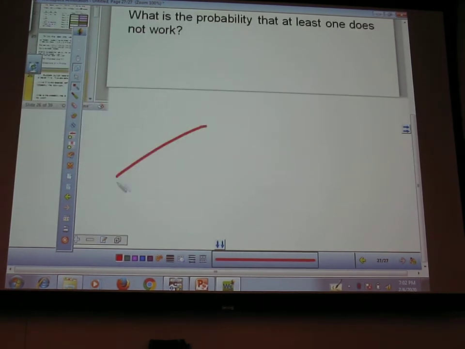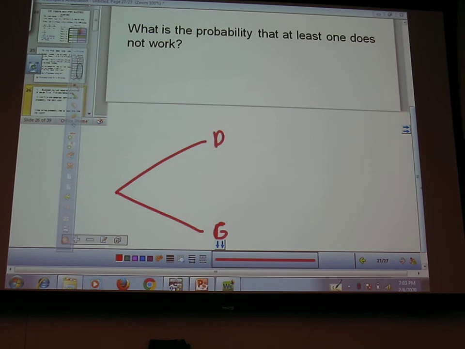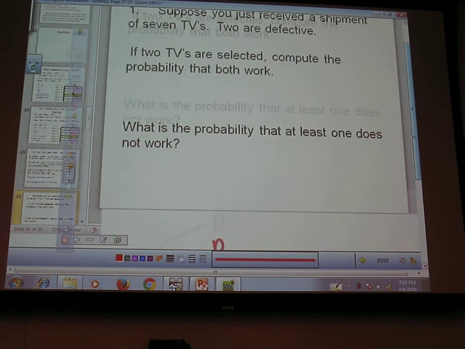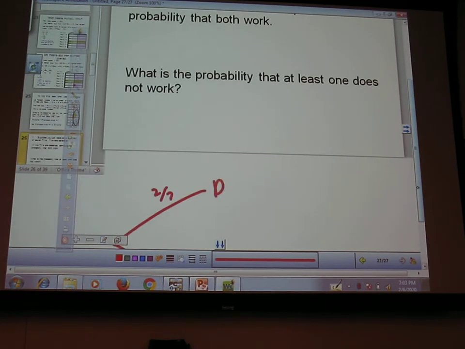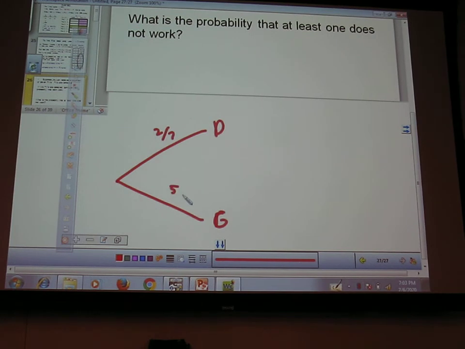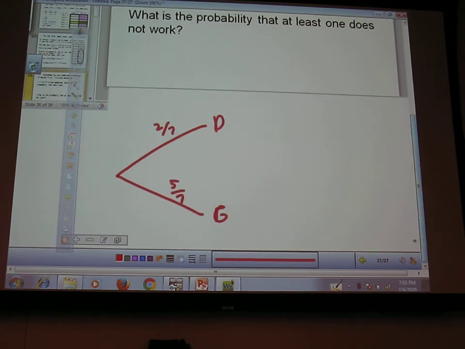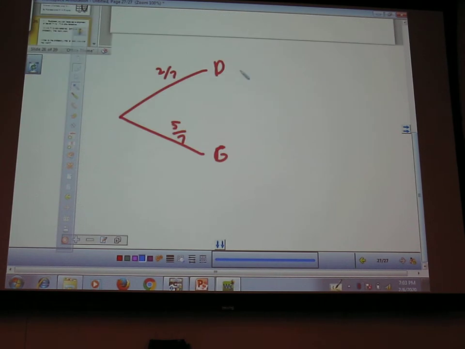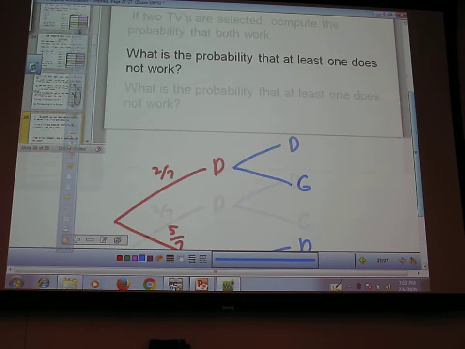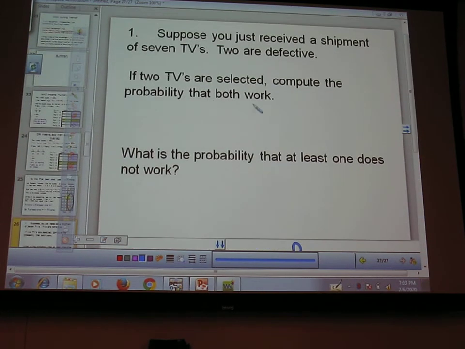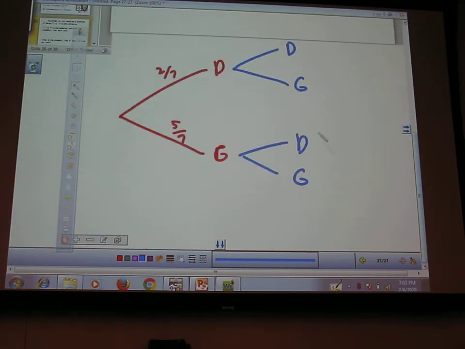So, it can either be defective or not, or good, right? What's the probability it's defective? 2 out of 7. What's the probability it's good? 5 out of 7. Now, let's take a look at the next one. Defective, good. Defective, good. We actually only care about, what do we want? We want to know the probability that both work. We want the good, good. Everybody on board with that part? Yes. So let's just not worry about that part. Let's focus on this part here.